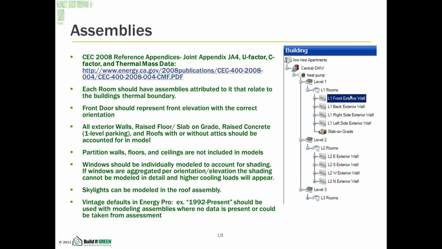So on the right side, you can see a picture. I have labeled my assemblies per orientation. So we have 4 walls for each orientation, and the front will be representing my front door of the building, not each of the dwelling units. And I'll only have that for this level.